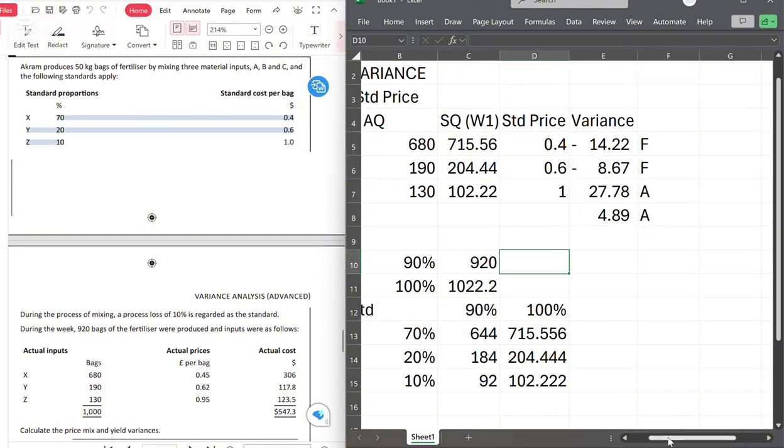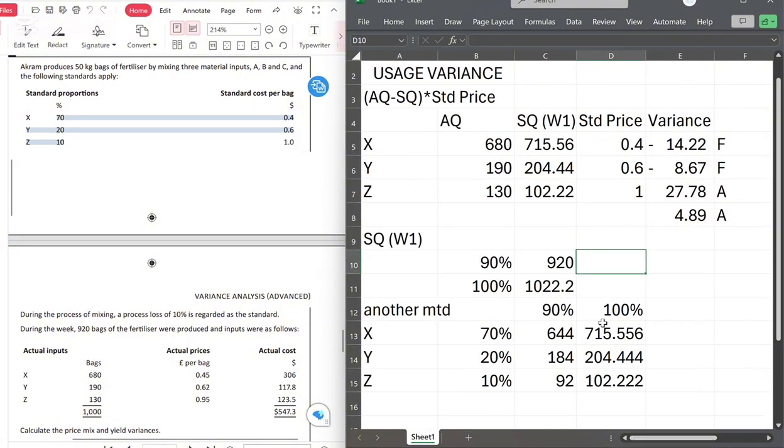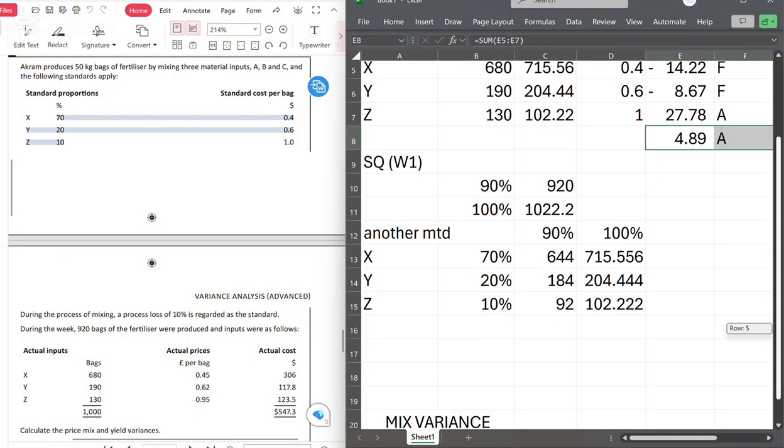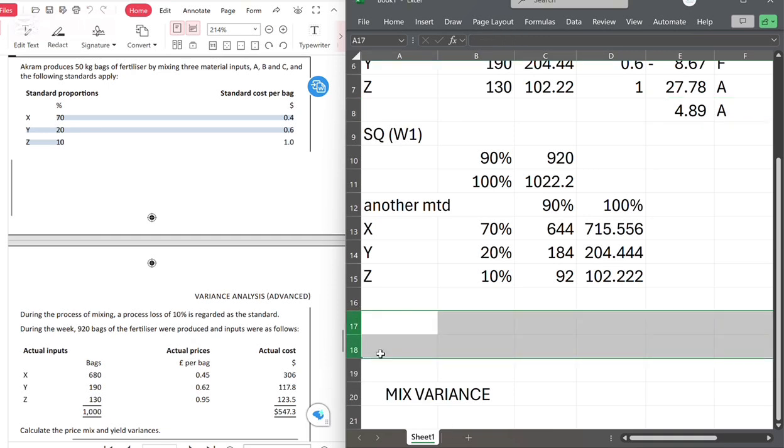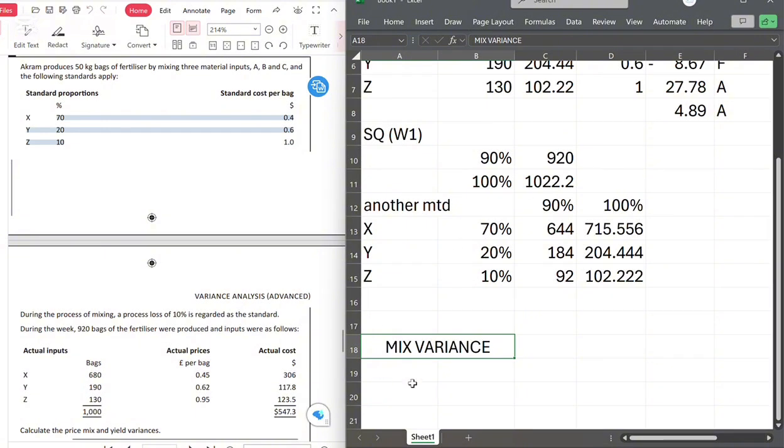But remember, that is not what the question wants us to do. What the question wants us to do is to calculate mix and yield variances, which means this 4.89 adverse, we need to split it into both mix and yield variances. And let's see what that looks like.